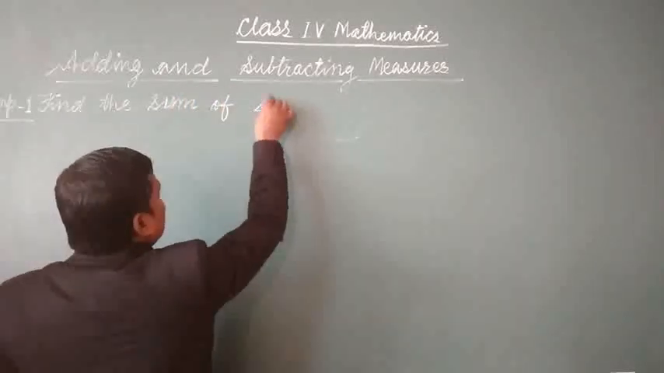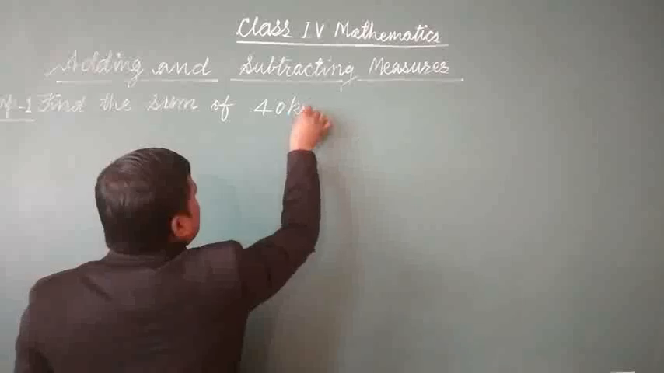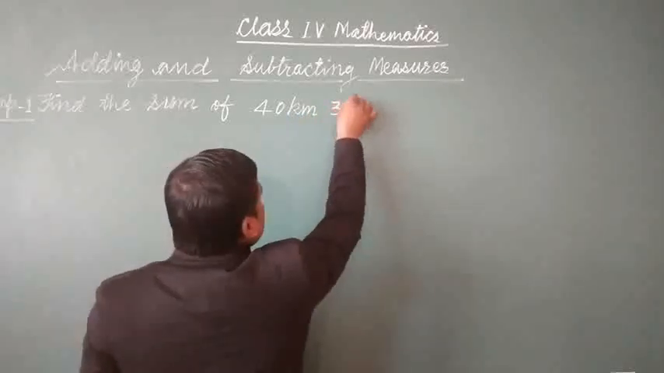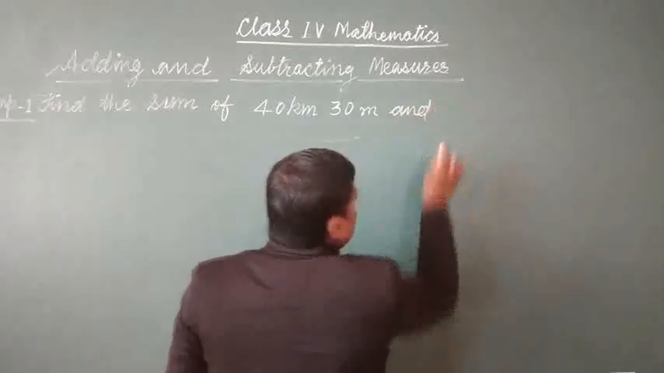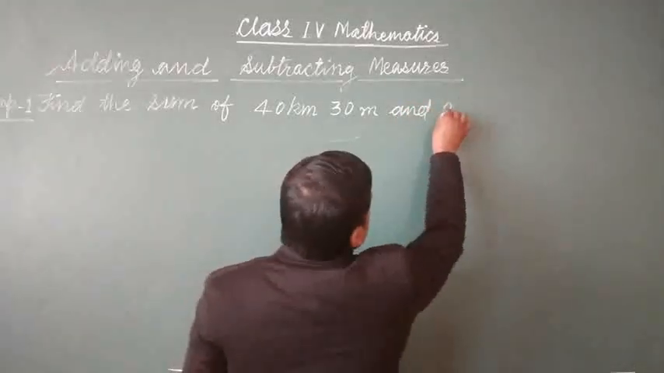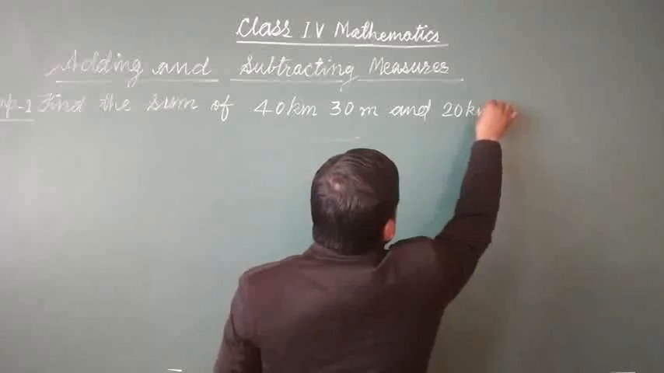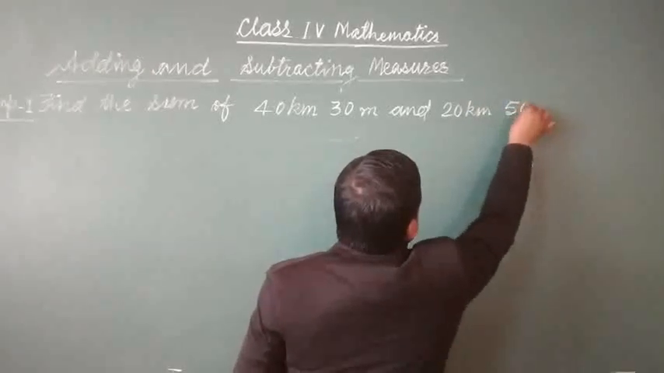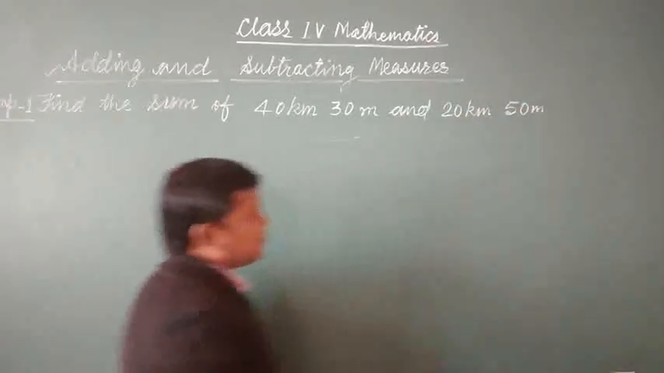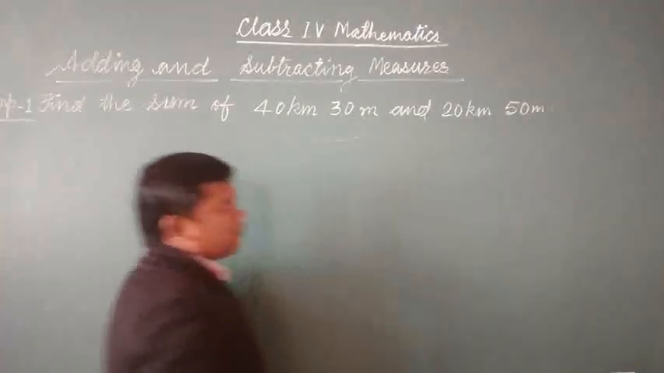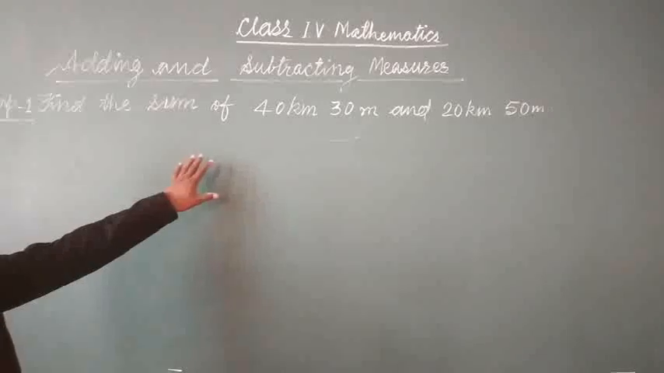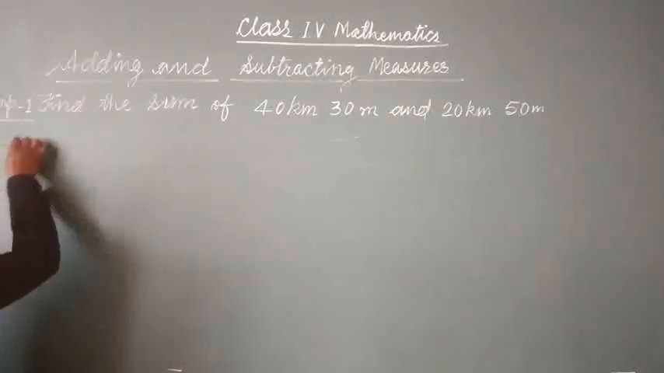40 kilometer 30 meter and 20 kilometer 50 meter. We have to find the sum of these two measures. So we write here the solution.